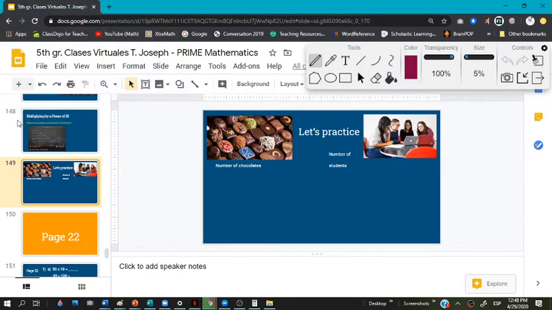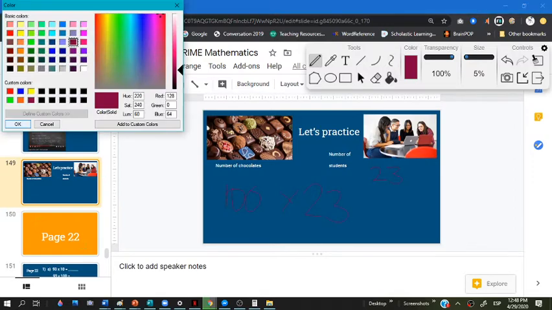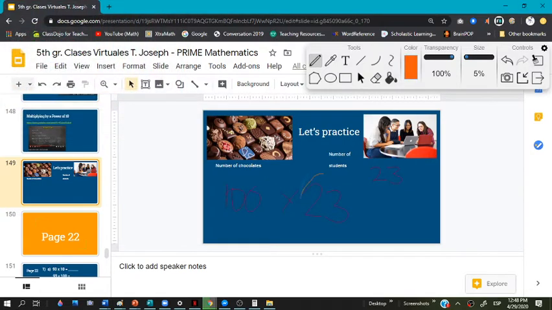100 times 23 students, all right? So we would just take 23 times 100. Well, all I need to do with that problem is take my base number, which is 23, and multiply it by 1. 23 times 1 is 23.